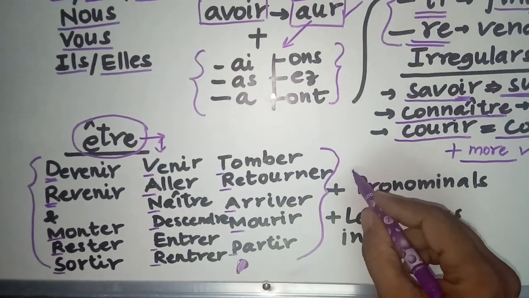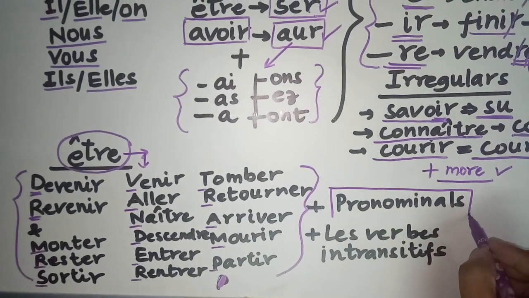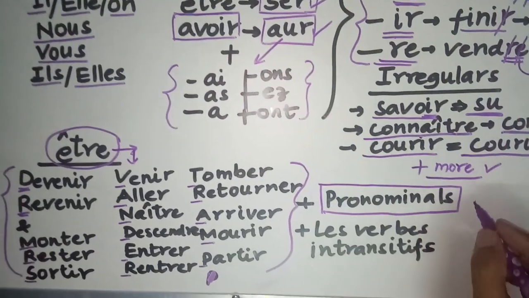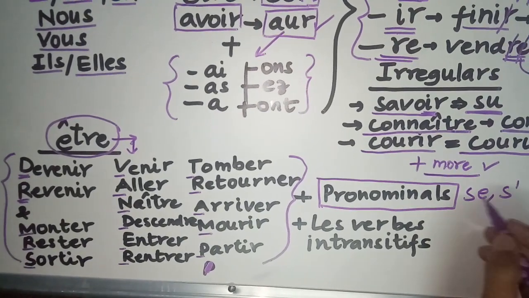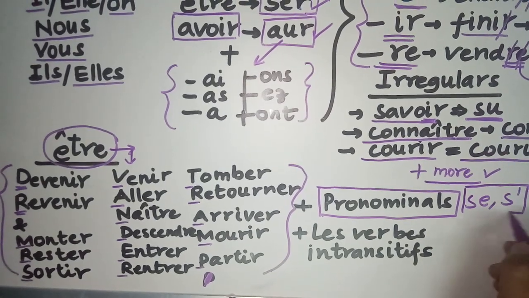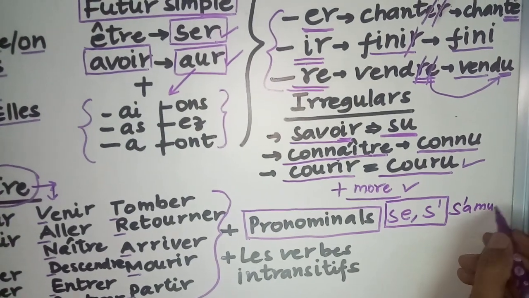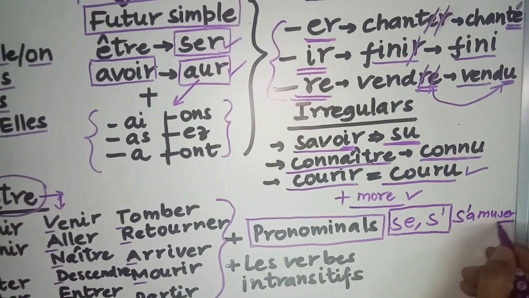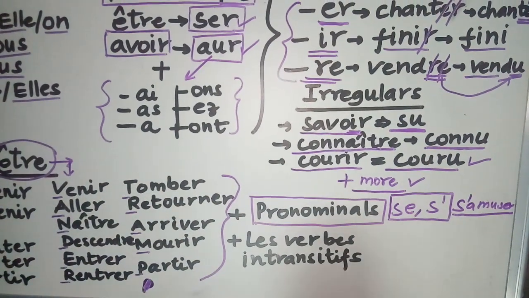We have another one also. The list doesn't end here. We have pronominals, les verbes pronominaux. To identify les verbes pronominaux, they always start with se or s apostrophe. So these verbs also go with être verb. I write one verb like s'amuser, which is a pronominal verb, and it will go with être conjugation.